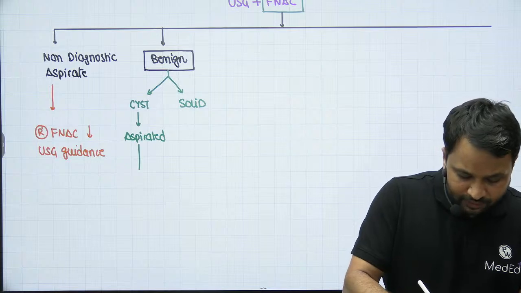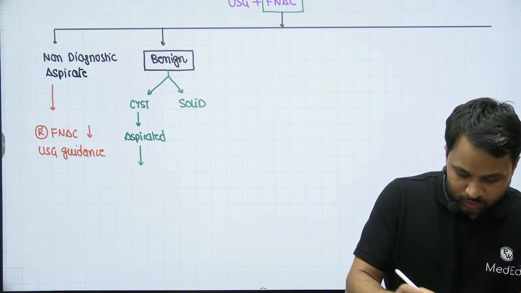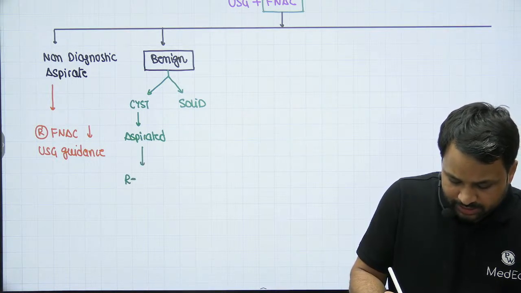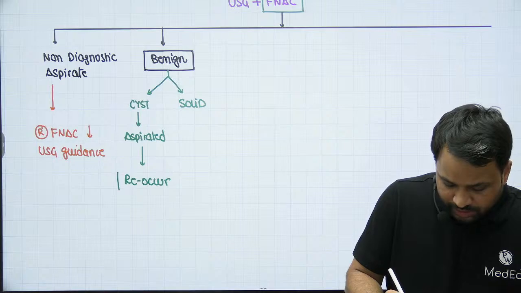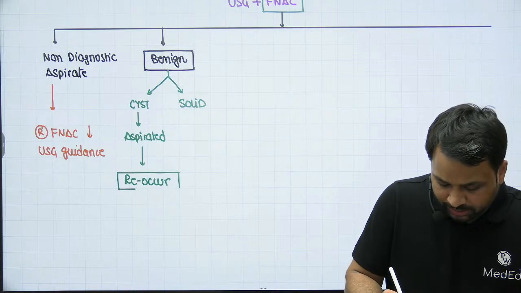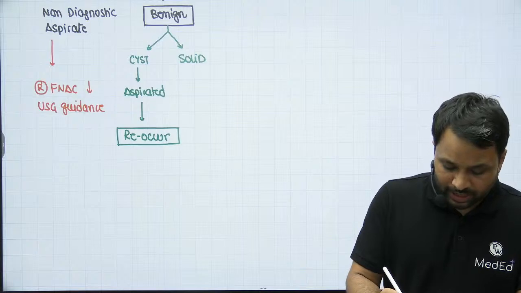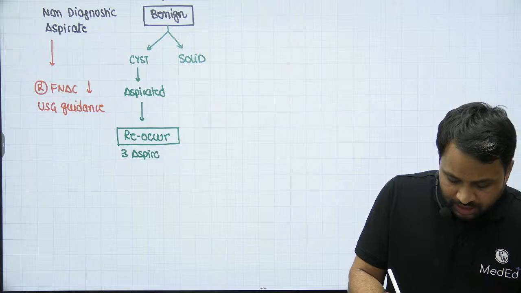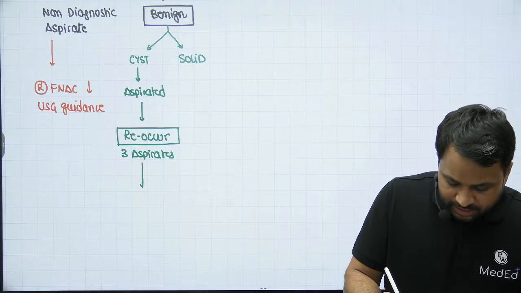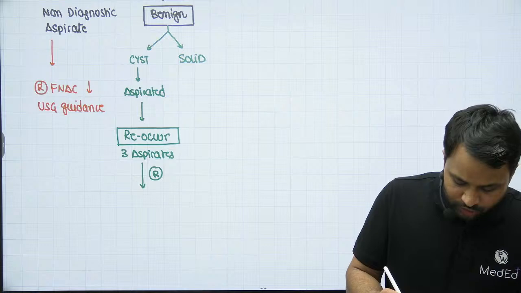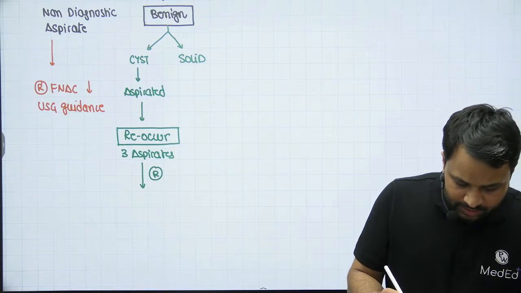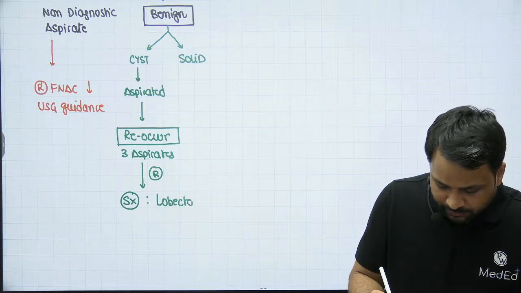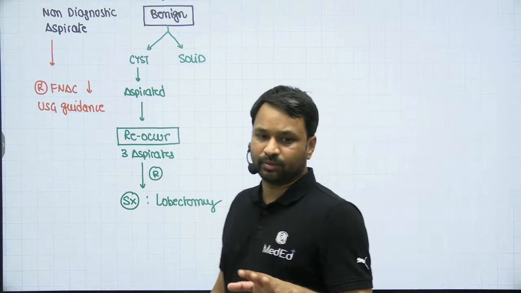The problem is, after aspiration, if it recurs, what are you going to do? What is our line of management? If it recurs, I am going to aspirate again, but how many times? Remember, after recurrence, I am going to aspirate a total of 3 times. After 3 aspirates, if it still recurs, this is an indication for surgery. Usually we will address it with lobectomy. As simple as that, right?